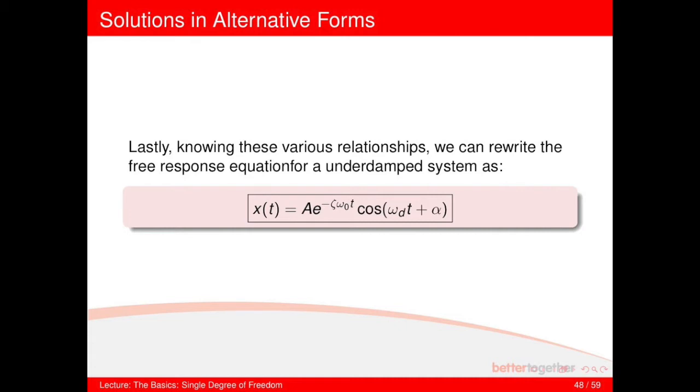So zeta omega naught gives you the extent to which the thing is decaying, okay? And obviously omega d and alpha are the same, and A is the same. And we'll talk a little bit about how you apply initial conditions for this equation in a minute.